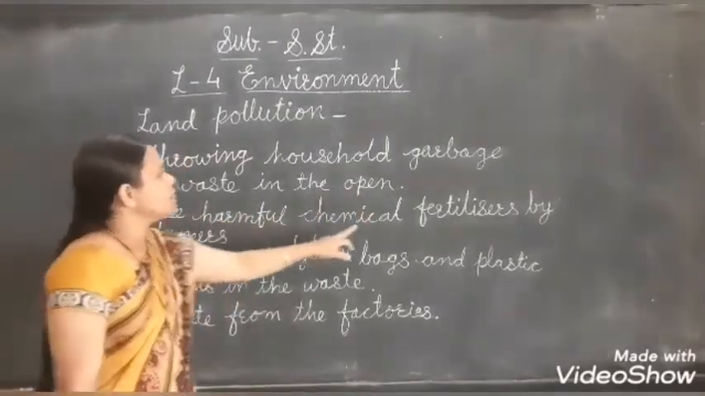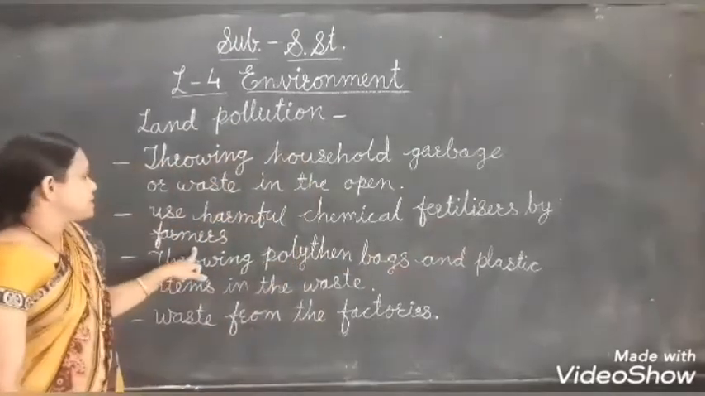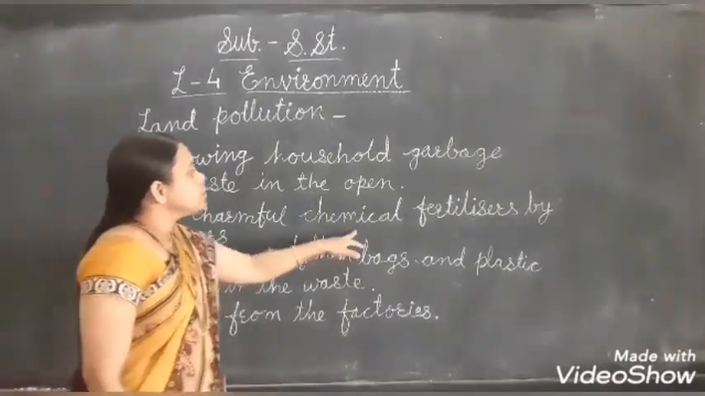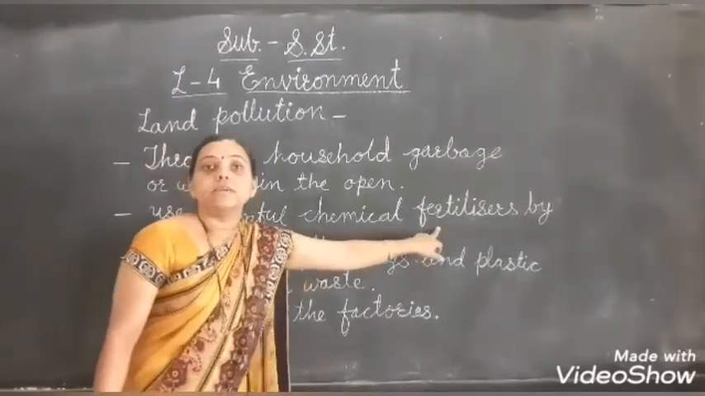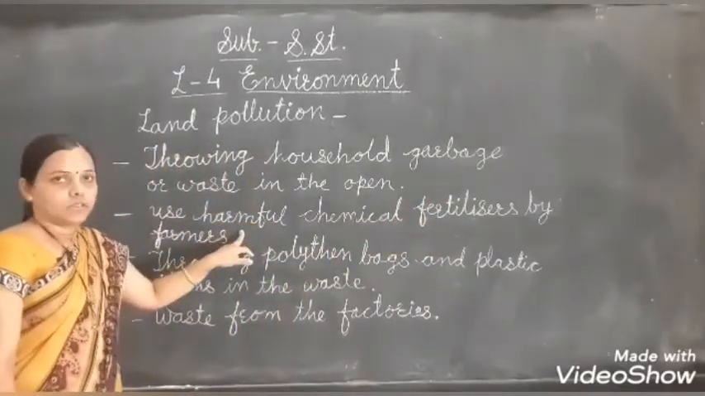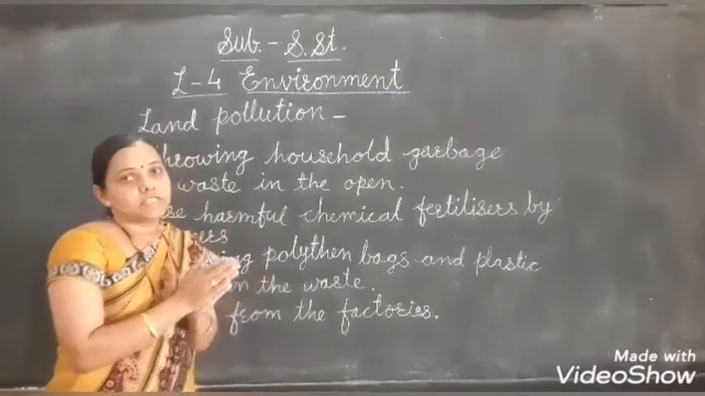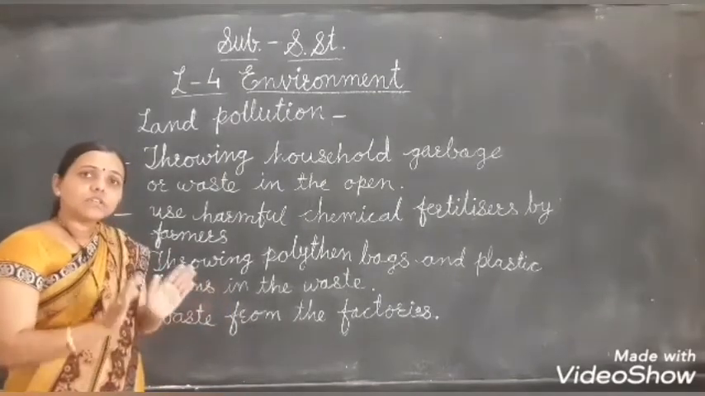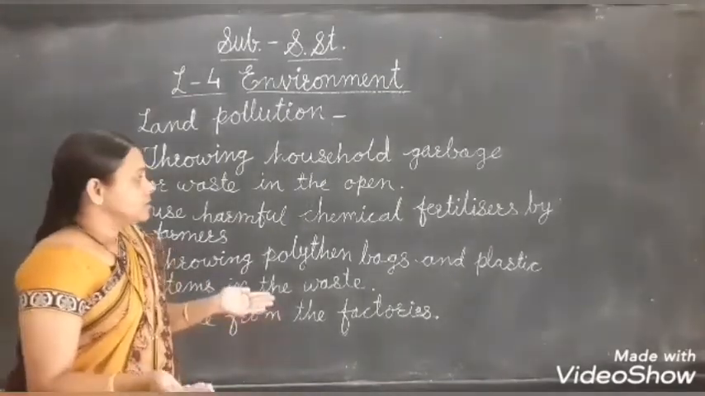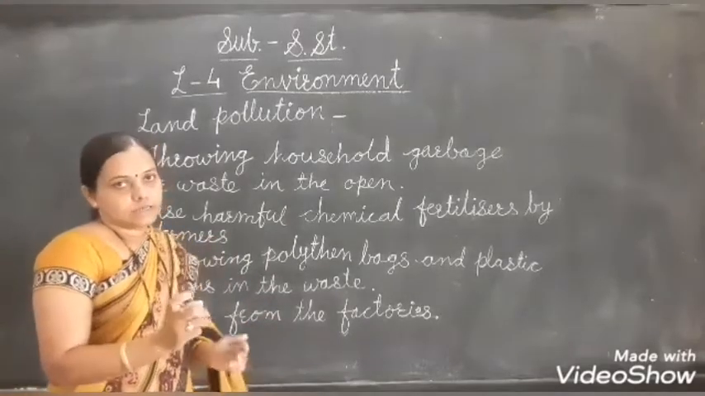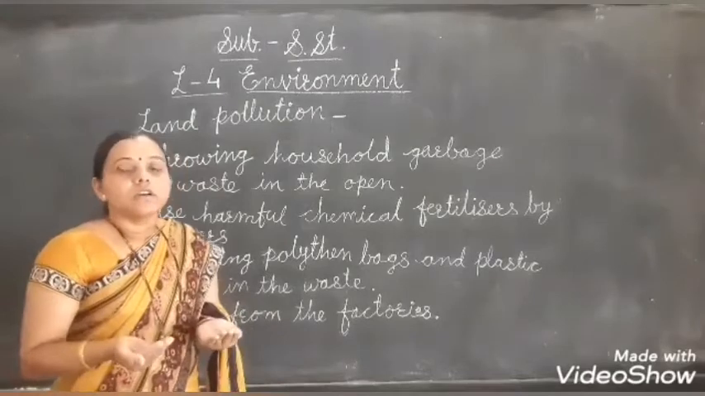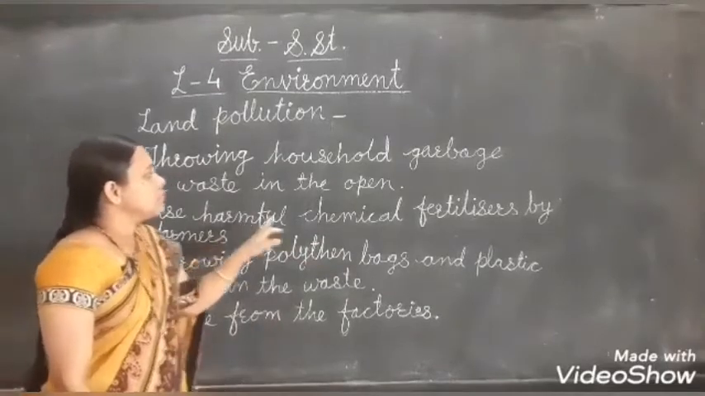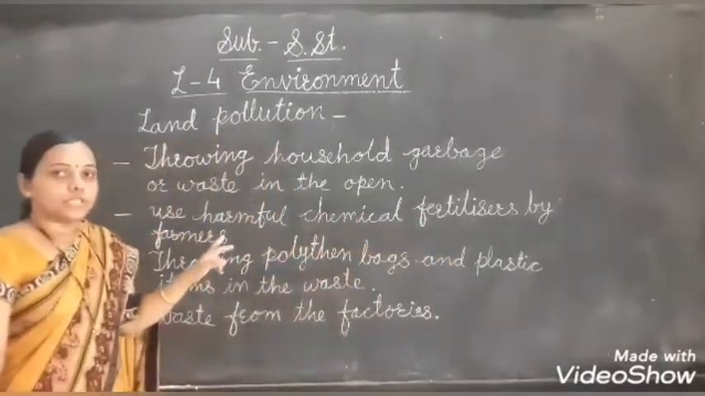Then second reason, use of harmful chemical fertilizers by farmers. When farmers grow crops, they use chemical fertilizers, and these chemical fertilizers are very harmful. When they sprinkle these harmful chemicals on the crops, they go into the soil and the soil gets polluted and its fertility becomes less, and afterwards crops do not grow in that soil. So children, these harmful chemical fertilizers also pollute our land.